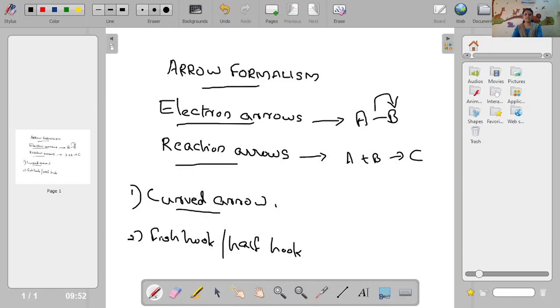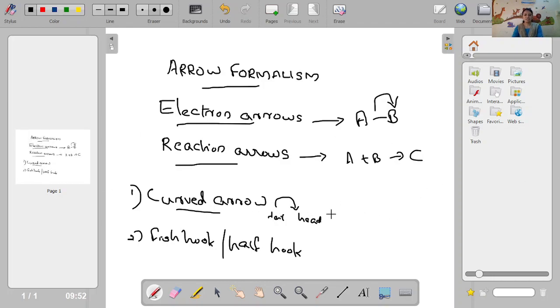You know what curved arrows are. In this way we represent a curved arrow. In every curved arrow there will be a tail as well as a head, and the head represents the transfer. From tail to head there is transfer of electrons, and that is the curved arrow.